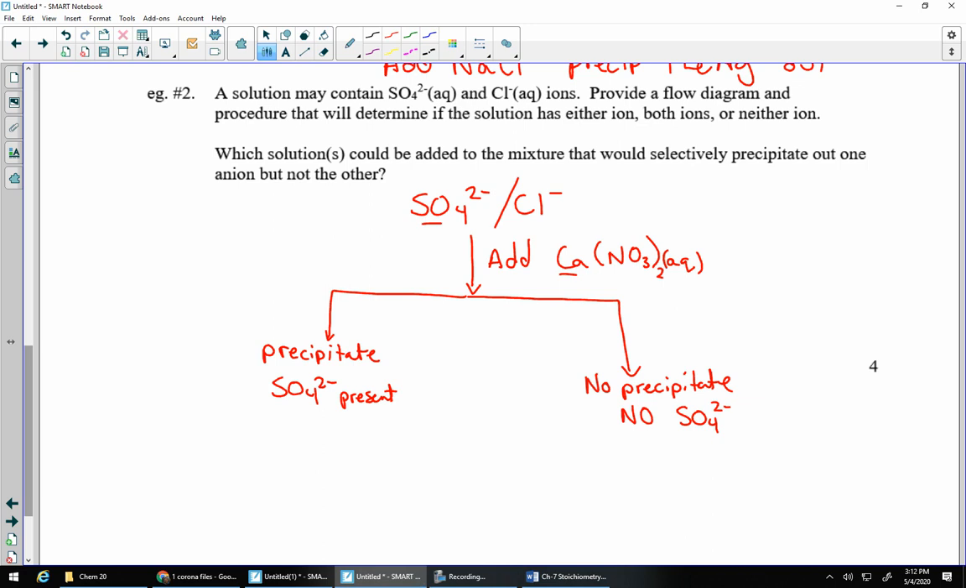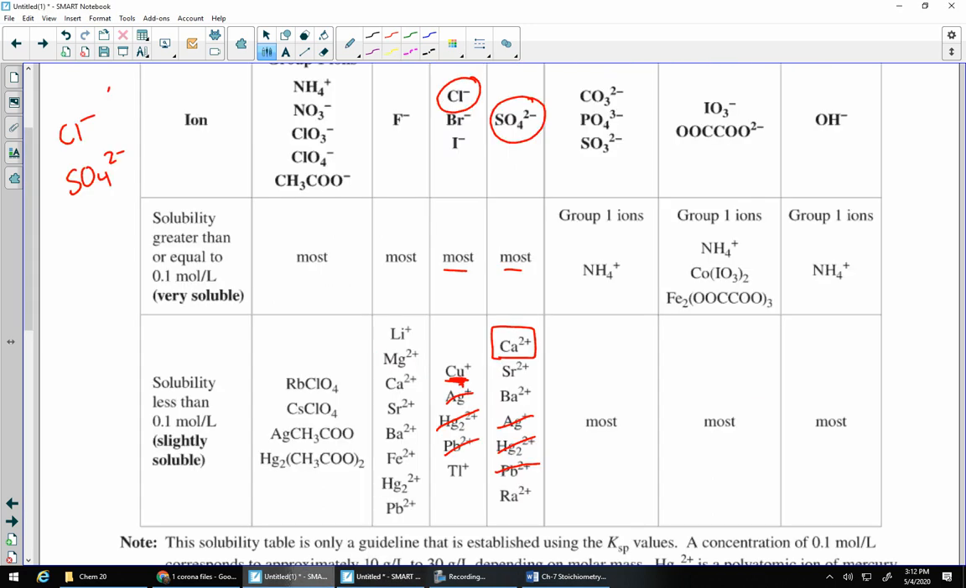That kind of makes sense, because the calcium's got nothing to do with the chlorine when I go back to it. Calcium is not one of the things that will precipitate chlorine. So if I add calcium and if we get a precipitate, it's going to be sulfate. If I don't get a precipitate, I don't have any sulfate. As simple as that. Okay, let's look at one now, because now we need to precipitate out and see if there's any chlorine, right, or chloride.